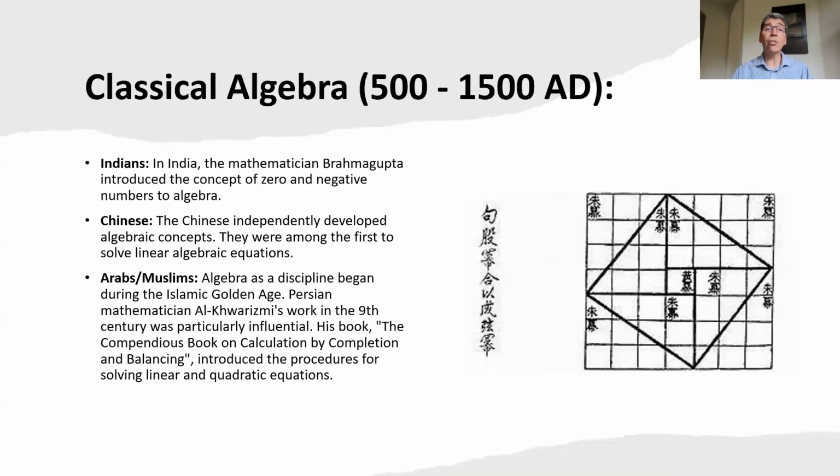So that is kind of the ancient civilization. Then we have the period of classical algebra. And in classical algebra, there are three main civilizations that contributed to the development of algebra: Indians, Chinese, and the Arabs and Muslims. So these were the main contributors of the development of algebra during this time. It is interesting to know that Europe during this time was literally in the dark ages.